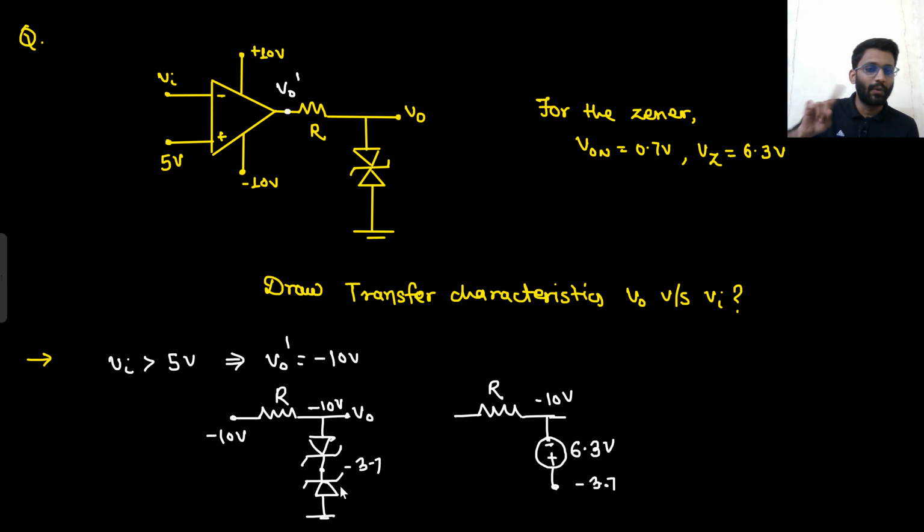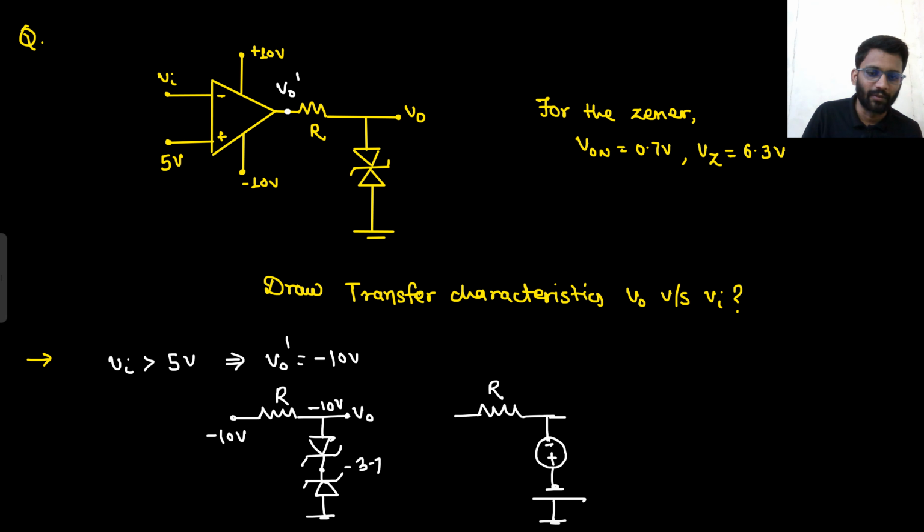That means this will go into what? This will go into forward bias. This Zener will go into forward bias. In the reverse bias, Zener acts as a battery of Vz, but in forward bias it acts as a normal diode. So it is going into forward bias. So the lower Zener is going into forward bias. So it will be replaced with a simple battery of 0.7 volt.